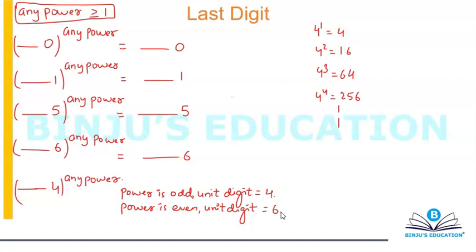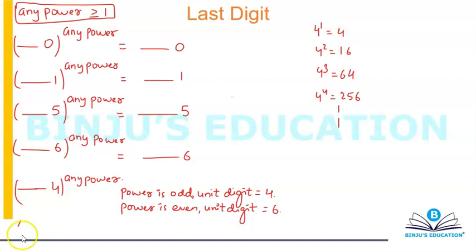And this is true for other numbers also. For example, 14 square is 196. 24 square is 576. Right? So if the power is odd, then the unit digit is 4. If the power is even, then the unit digit is 6. So remember this, 4 and 6, 4 and 6, that's it.